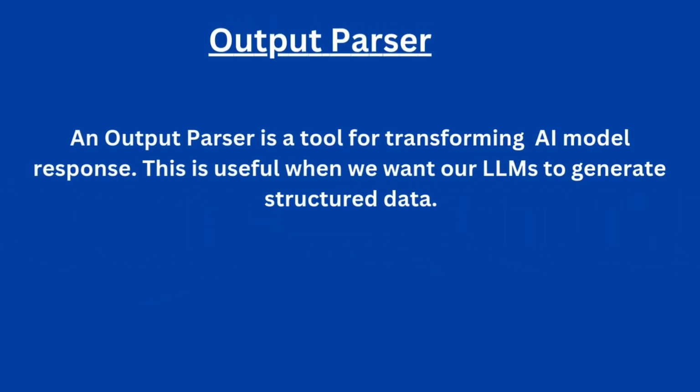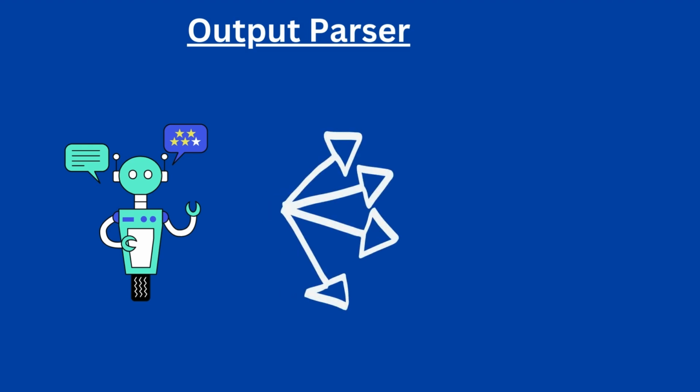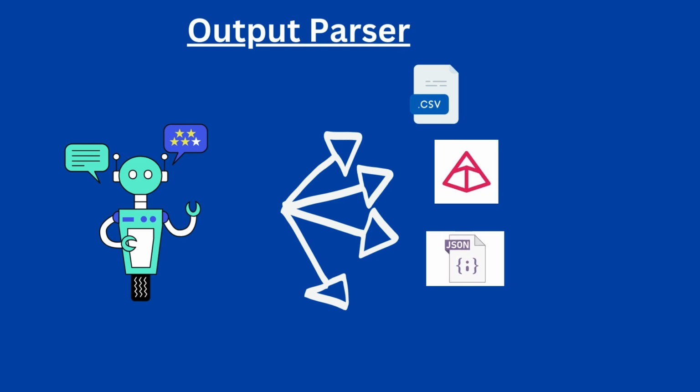The output parser is a tool that we use for transforming the AI model response. This tool is very useful if we want the results to be generated in a structured format. LangChain has different types of output parser. It has the CSV, the Pydantic, the JSON, and the string. And we also have more than this. So we just mentioned a few of these output parsers. So let's look at how we can use this output parser to return the AI response.